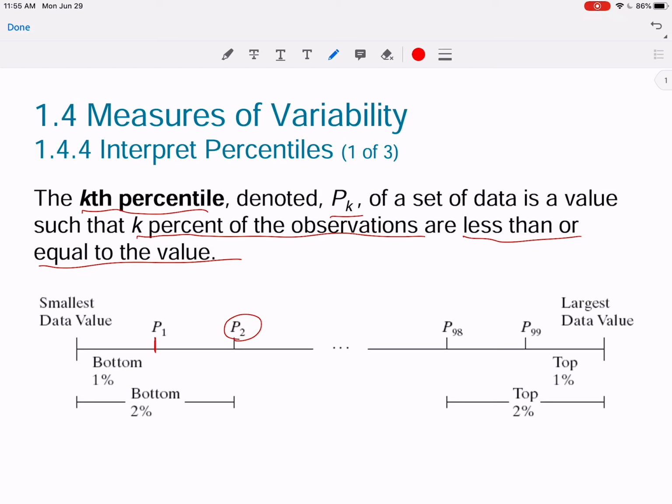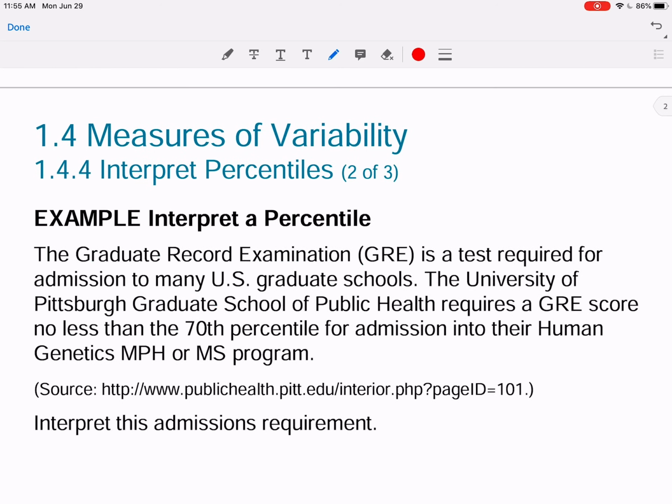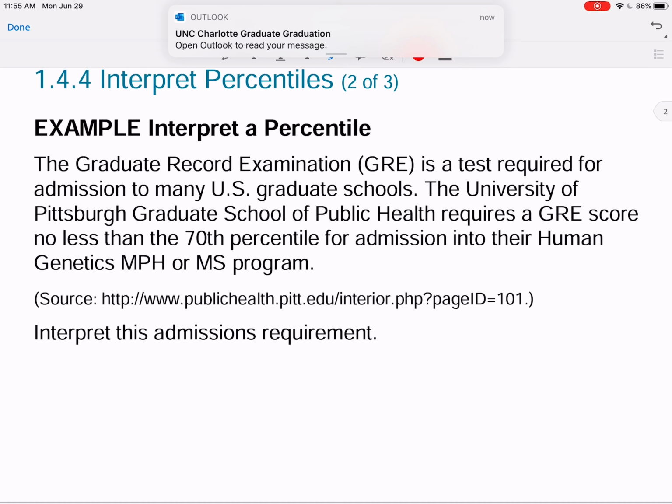Same thing for the P98. In this case, 98% of data are less than or equal to this P98. So this is called the 98th percentile. Of course, this number here is called the 99th percentile. I think this definition is pretty straightforward. Now let's take a look at the example here.